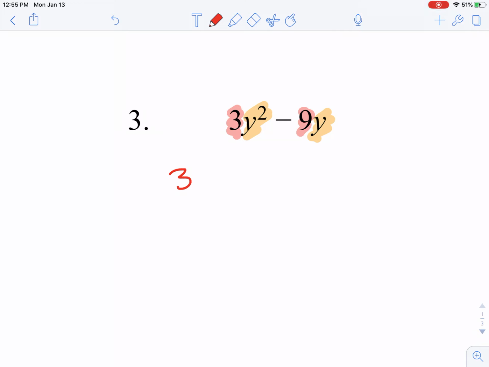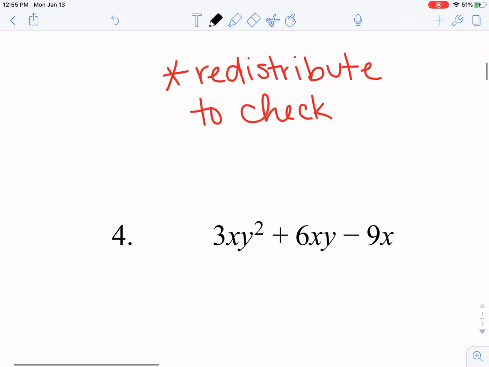So our highest power, if you think about the first question that we did, our highest power of y that we have is just a y, so we're going to pull out a y, and then we will write down what's left. If I take a 3y out of 3y squared, all I'm left with is a y, and if I take a 3y out of negative 9y, so if I divide that negative 9 by 3, then I have negative 3, and if I divide the y by y, I don't have any y's left. Okay, so now let's look at number 4.